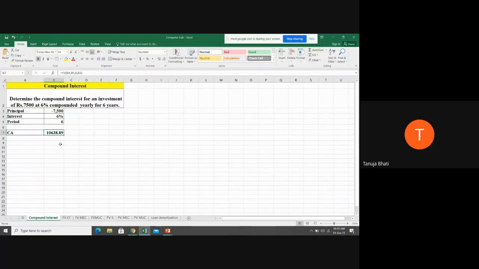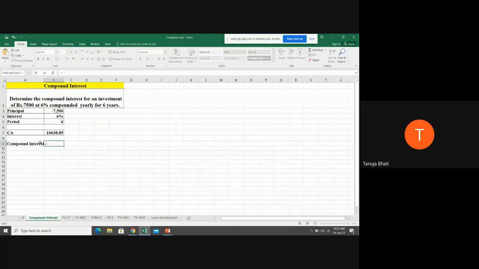At the end of the 6 years, you are getting an inflow of 10,638. Therefore, here it is minus 7,500. If you take that, you will get positive 10,638. Now, how do you calculate compound interest? Can anyone tell me? It is simple: it is equal to B7, that is your compounded amount, minus B3, that is your present value. So this is nothing but your compound interest. Is this problem clear, students?